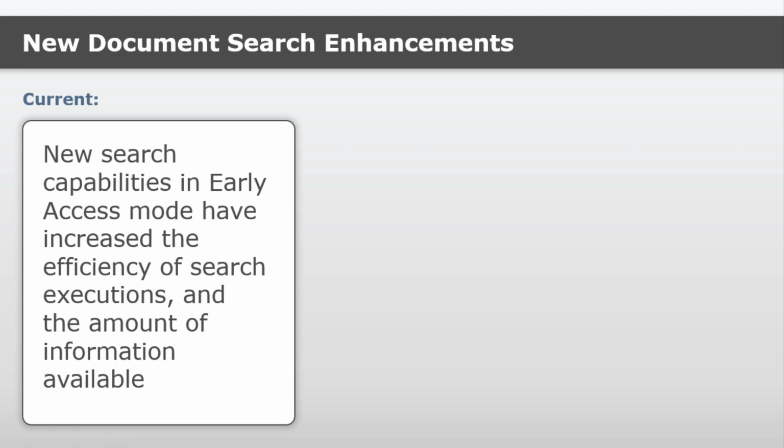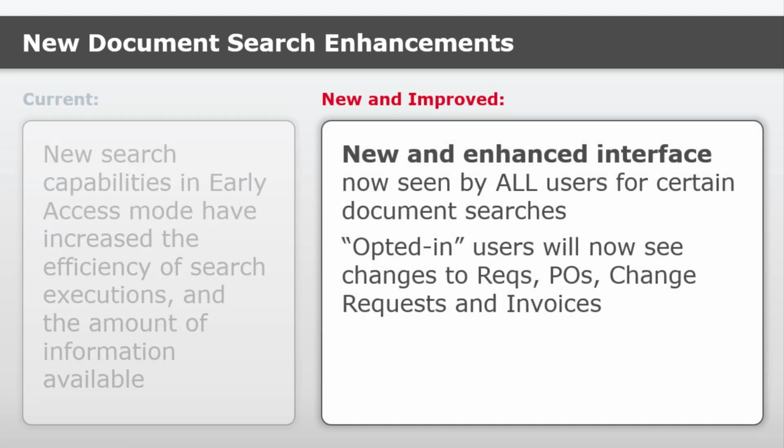For the past several releases, Jagger has been rolling out a new search interface that actually uses more modern and efficient search technology in the background. It has mostly been available through early access participation, as you just saw, and has increased the efficiency of certain document search executions. With 20.2, there's an enhanced interface with several added or improved elements, and all users will see that for certain documents like receipts and requests. Opted-in users will now see it for requisitions, POs, change requests, and invoices, and they'll see it with some features that we think you'll like.